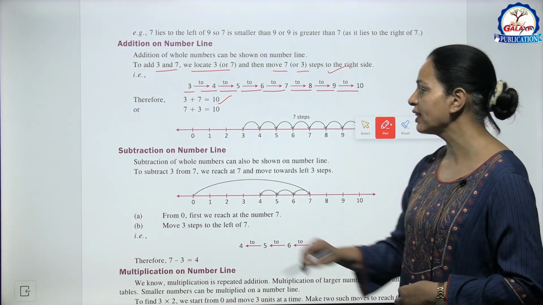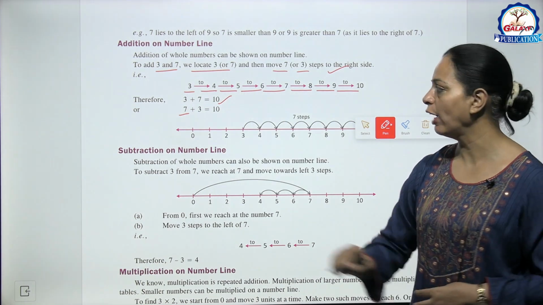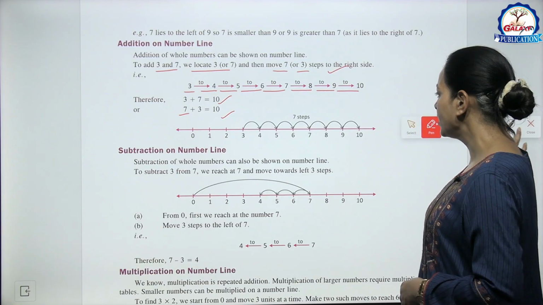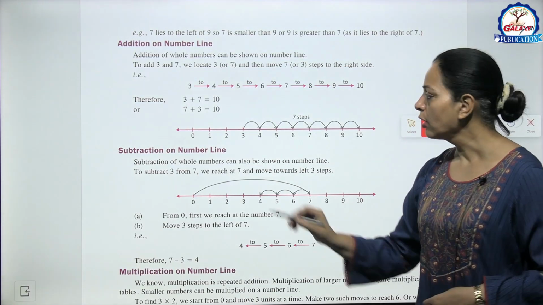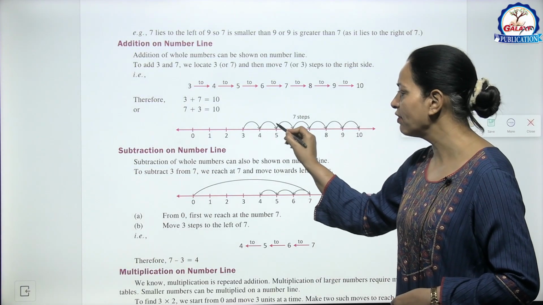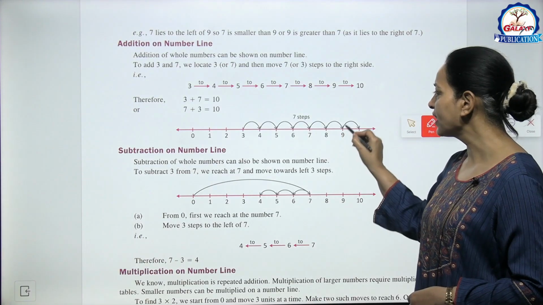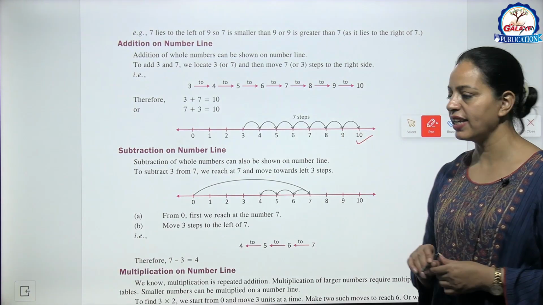We can also do it this way: from 7 we can move 3 steps forward. We will get 7 plus 3, that is 10. You can see on the number line, this is the number line. Come to 3. Now take 7 steps: 1, 2, 3, 4, 5, 6, 7. So what is the answer? The answer is 10.